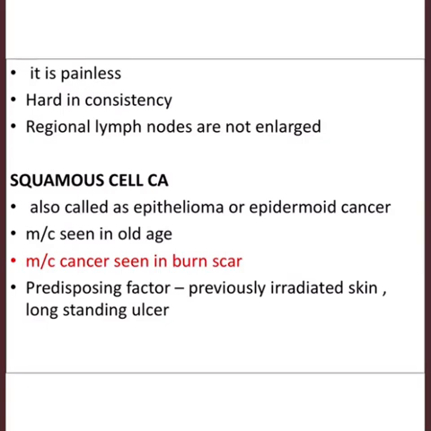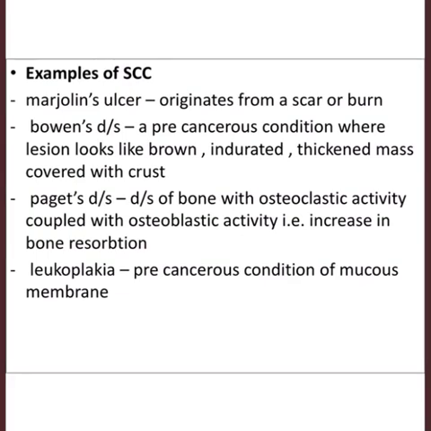As the name suggests, squamous means skin epithelium or epidermal cell layer, mostly seen in old age, seen in burn scar. The burnt epidermis undergoes cancerous changes and develops into squamous cell carcinoma. Predisposing factors are previously irradiated skin or long-standing ulcers. They can be converted into squamous cell carcinoma. Examples are Marjolin's ulcer. They originate from the scar or burn.